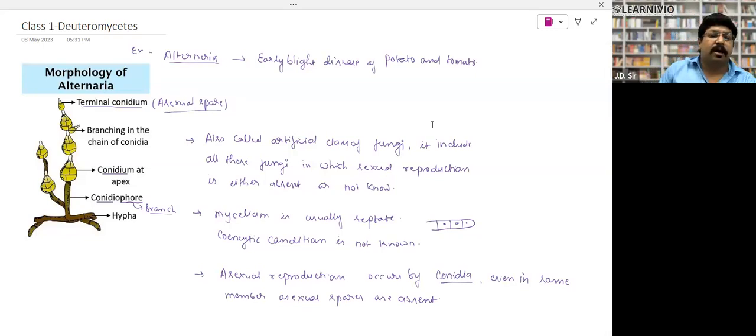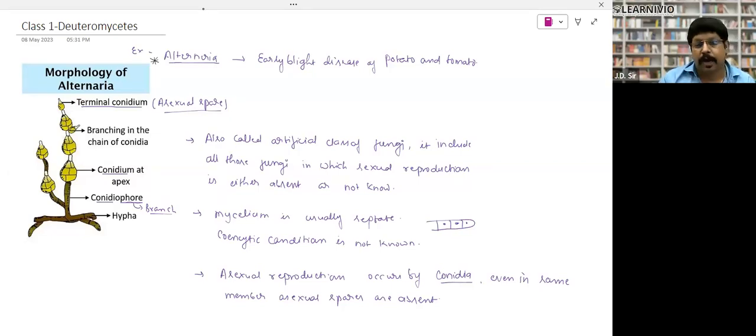So the example is Alternaria solani, right? Alternaria is a type of fungi which comes under deuteromycetes, or fungi imperfecti. This is responsible for a disease. This is the question for you. This is responsible for a disease called early blight disease of potato and tomato. Clear? What will be the question? Which fungi is responsible for early blight of potato and tomato? Alternaria solani is responsible. That will be the question.